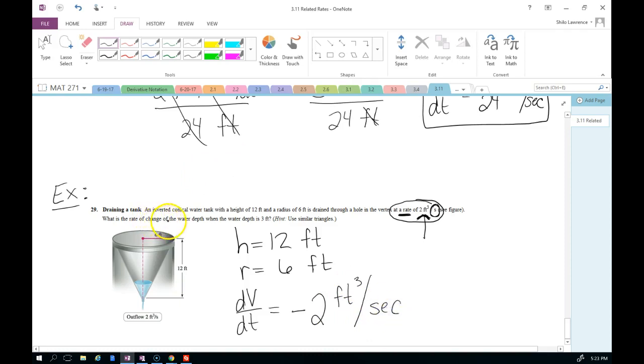What is the rate of change of the water depth? So that is going to be dH dt. When the water depth is 3 feet.